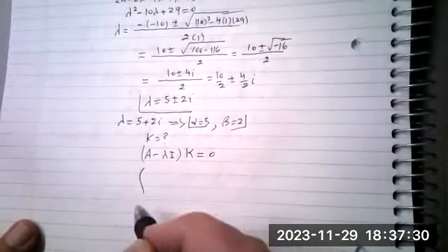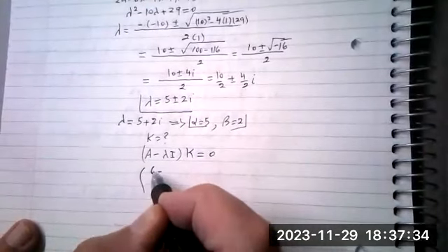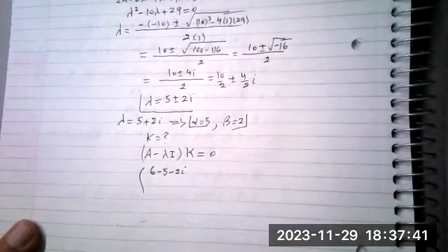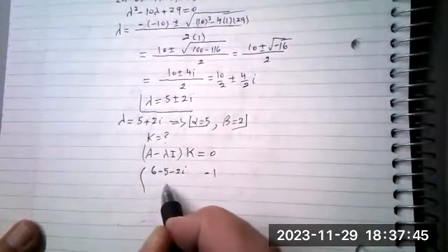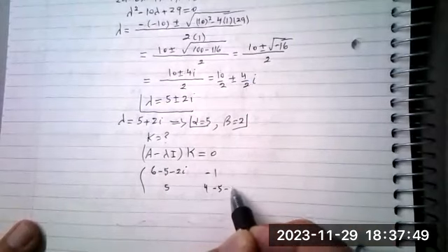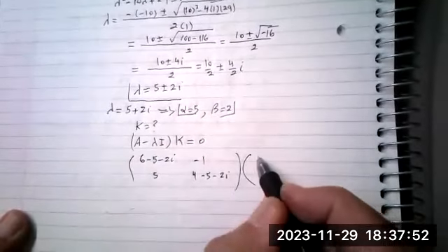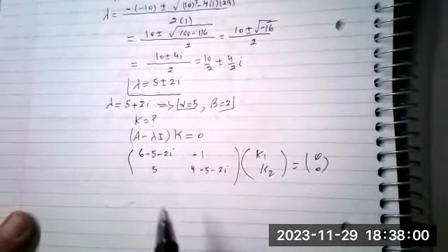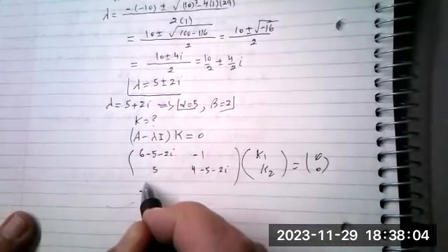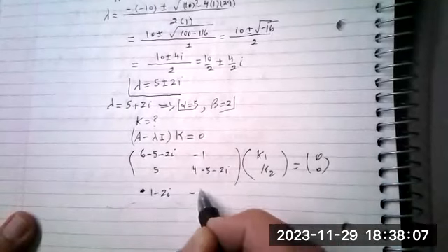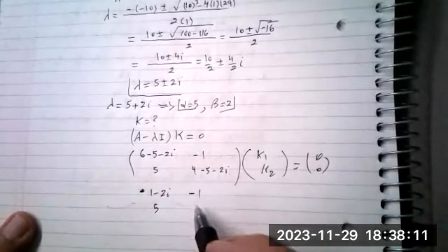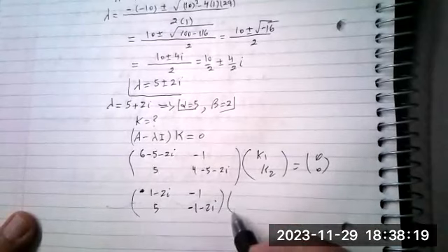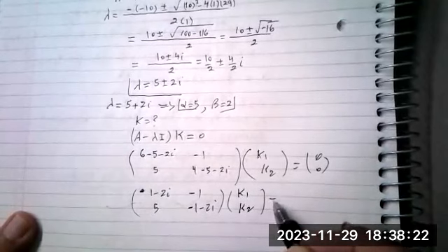So if you substitute, that's going to be 6 minus lambda, where lambda is 5 plus 2i, so 6 minus 5 minus 2i. The other one is just a -1, and this is 5, and 4 minus lambda, again 4 minus 5 minus 2i, times k, as usual k1, k2, equal to 0, 0. Simplify, then multiply. The top gives you 1 minus 2i, and that's a -1. The second one would be the same, doesn't seem to be, but they are, -1 minus 2i. You times it by k1 and k2, equal to 0, 0.